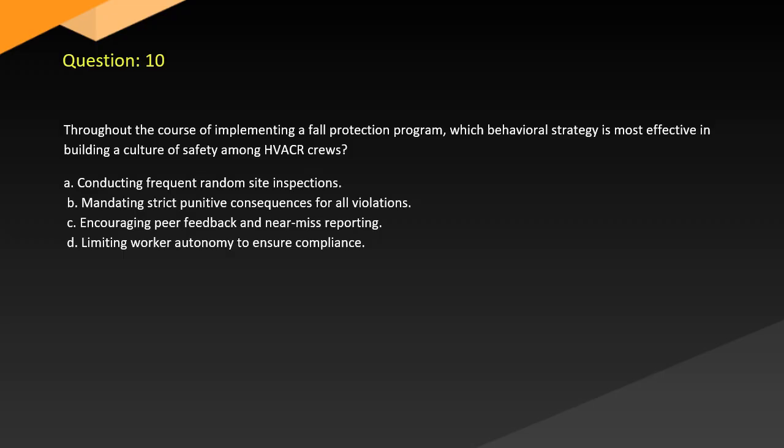Question 10. Throughout the course of implementing a fall protection program, which behavioral strategy is most effective in building a culture of safety among HVAC crews? A. Conducting frequent random site inspections. B. Mandating strict punitive consequences for all violations. C. Encouraging peer feedback and near-miss reporting. D. Limiting worker autonomy to ensure compliance.